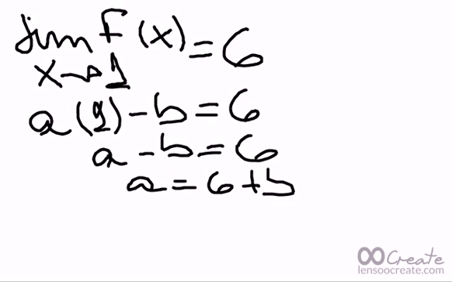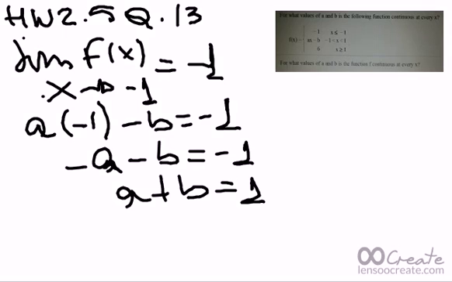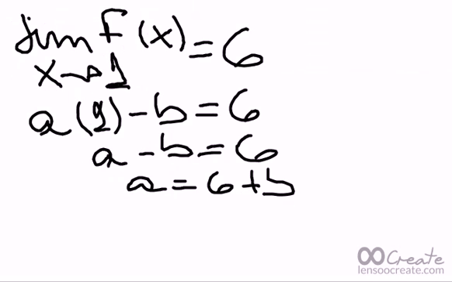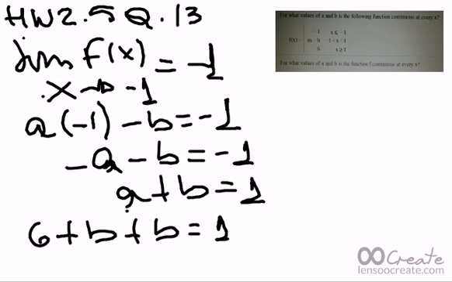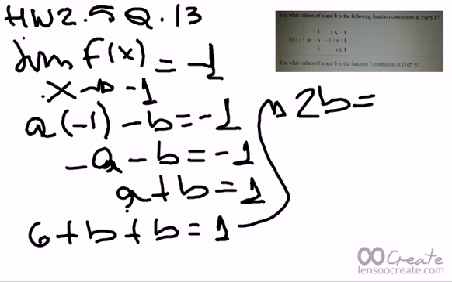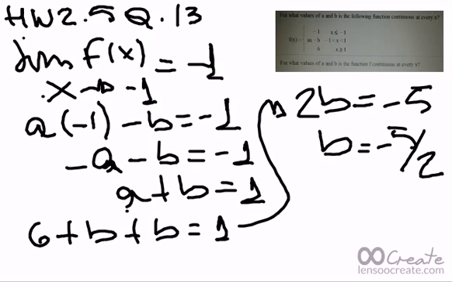Knowing this, I'm going to go back and use it with my a plus b equals 1, replacing a with 6 plus b. So 6 plus b equals 1. From here, I'll take it over and get 2b equals minus 5. So b will equal minus 5 over 2. That's the value of b.